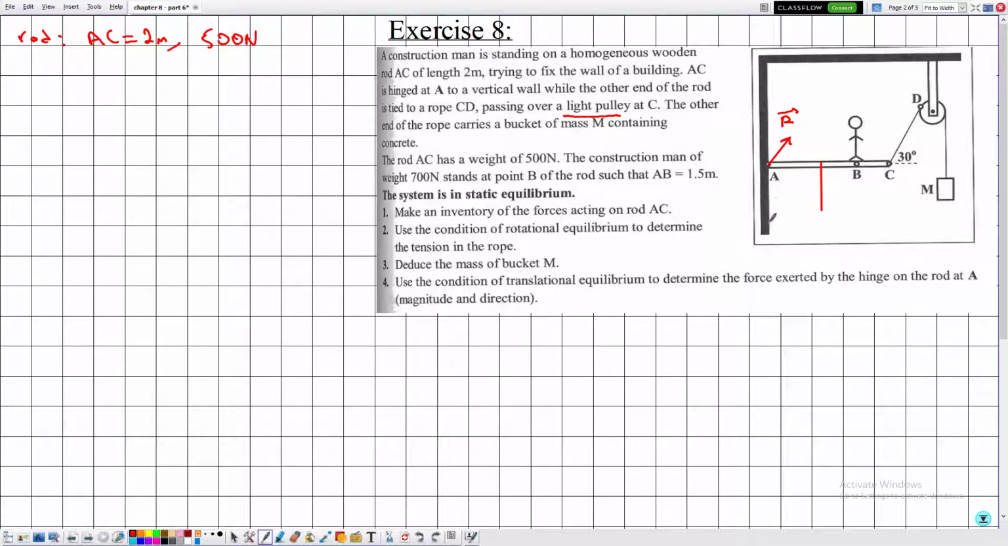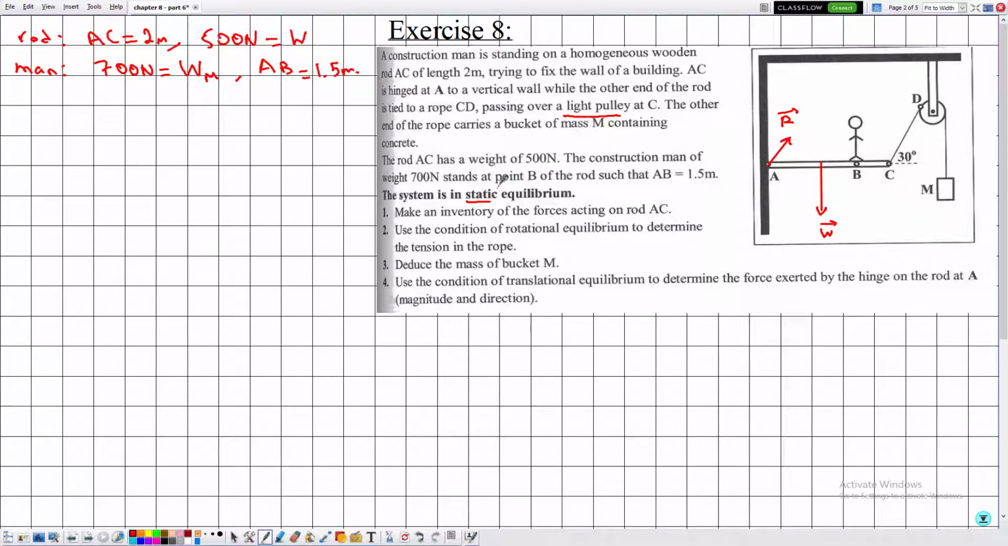So let me say that this is the weight. So the magnitude of the weight of the rod is given by 500 newtons. The construction man, of weight 700 newtons, so this is the weight of the man, stands at point B of the rod such that AB is equal to 1.5 meters. The system is in static equilibrium. Static means not moving.